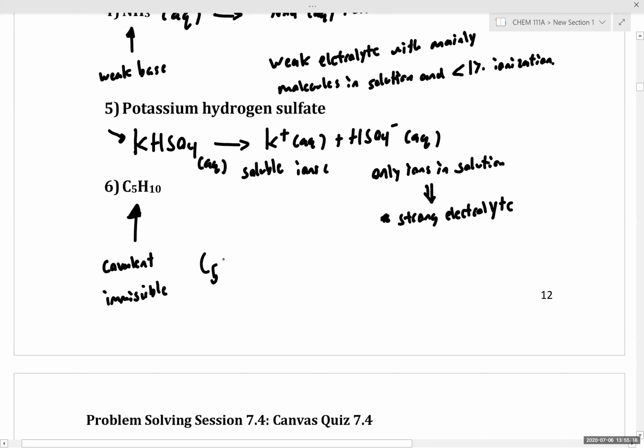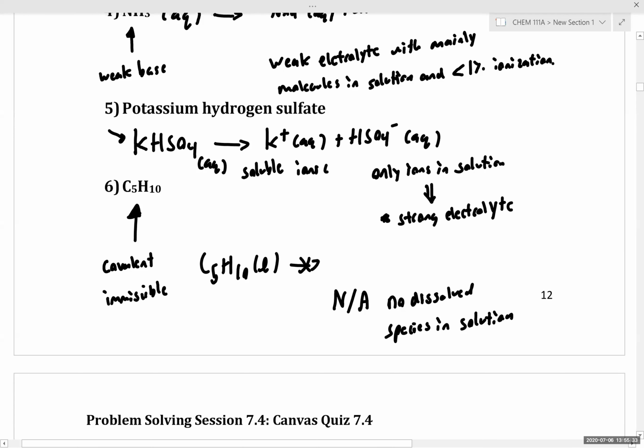So we write it as C5H10 with a liquid symbol, and we designate it with the NR symbol because there is no dissolved species in solution. Does this make sense to everyone so far?